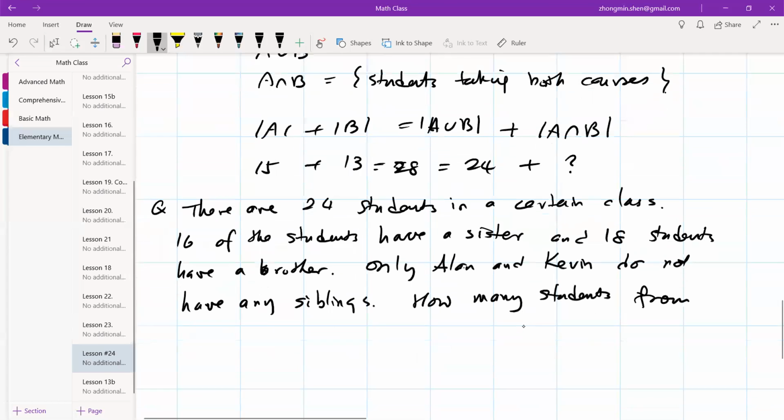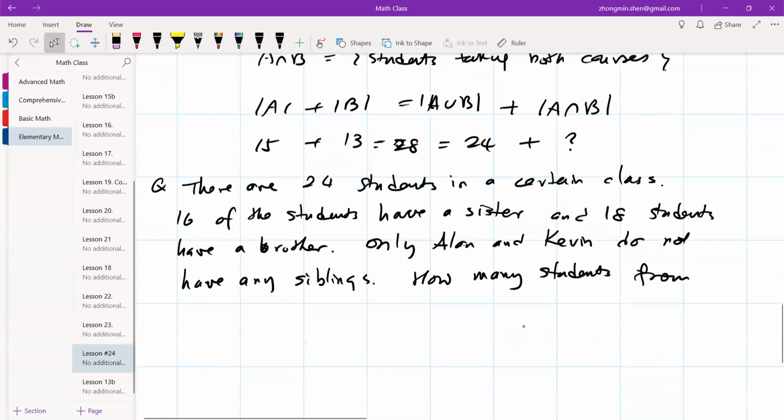Yeah, this is a different type of problem. This is another tricky problem, because sometimes Aaron and Kevin could be brothers, which is more complicated. We have to assume that there are no brother and sister together in the same class. Otherwise, this is a much harder problem. So how many students from this class have both a brother and sister?